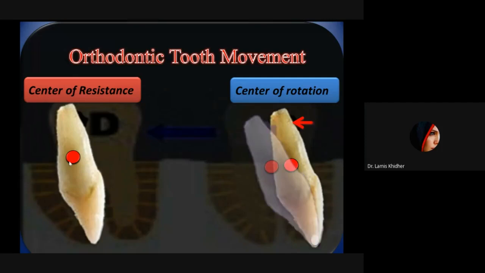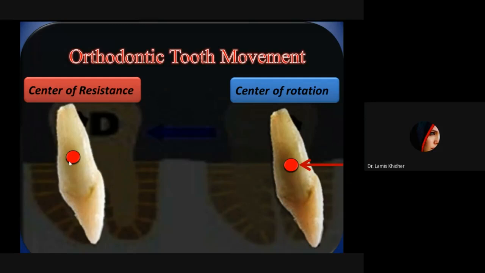The last and fourth position for the center of rotation will be at the infinity, at the center of resistance. That means the center of rotation and the center of resistance are both at the same position.